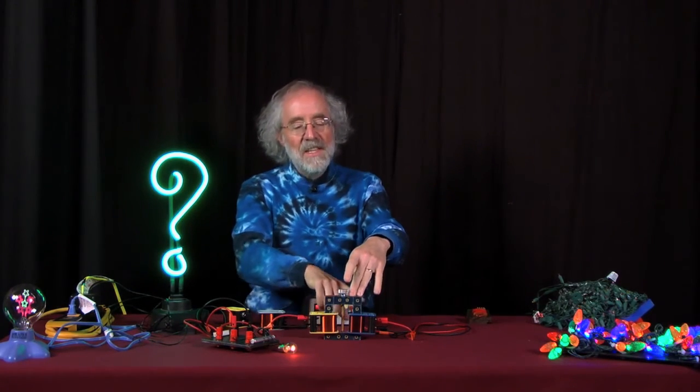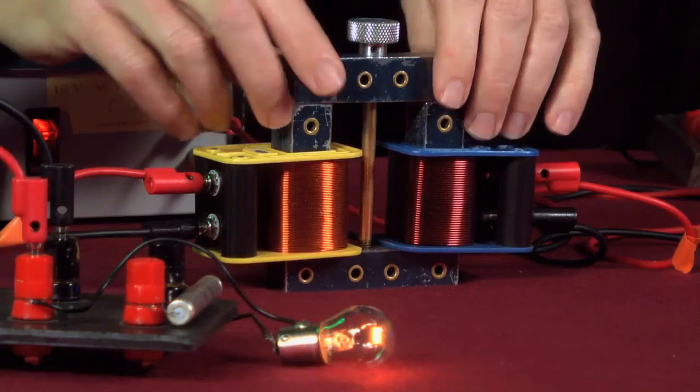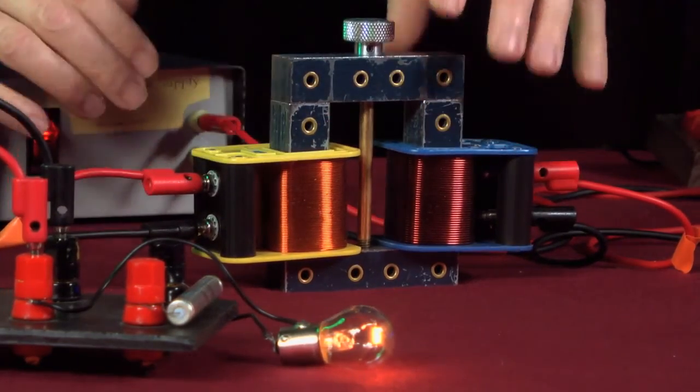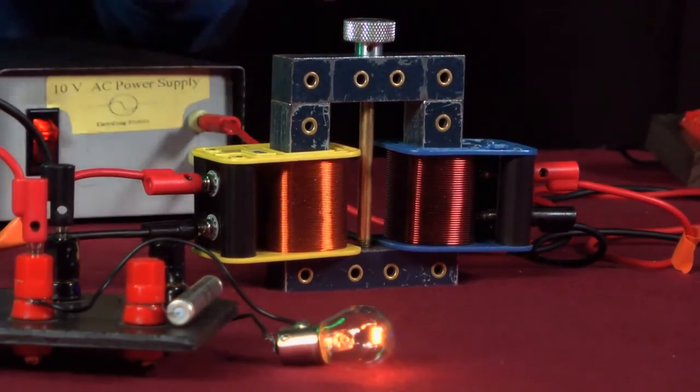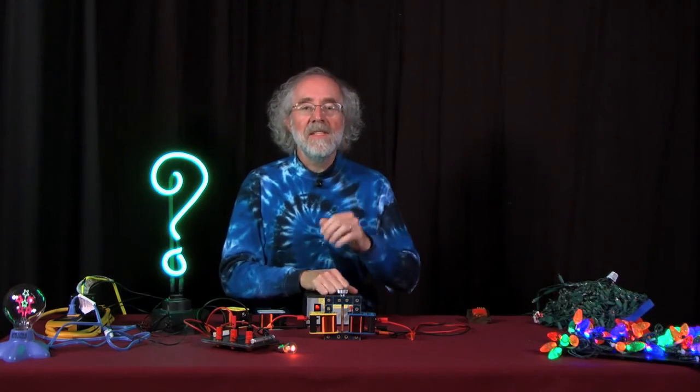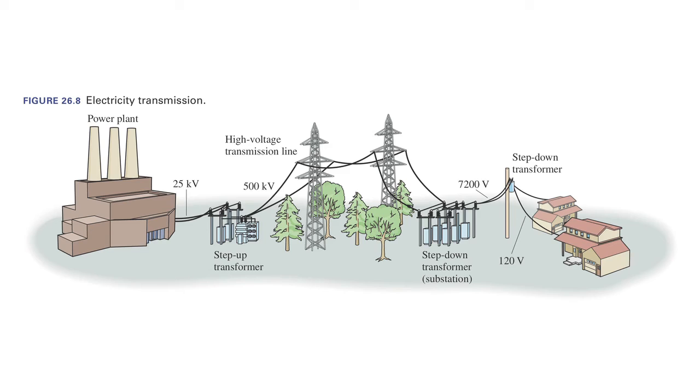But by changing the number of turns on the primary and the secondary, I can change the voltage that I get on the output, and I can turn one voltage into another voltage. And it's that ability to transform voltages that is so useful, that is ultimately why we use AC electricity in this country.